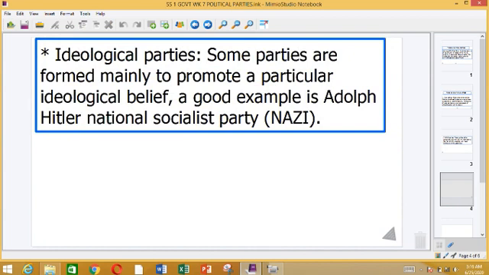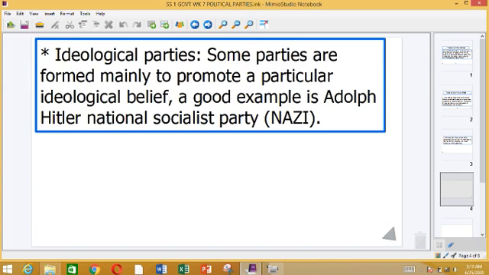Ideological parties. Some parties are formed mainly to promote a particular ideological belief. A good example is Adolf Hitler's National Socialist Party, the Nazi. So ideological parties are formed by people to promote a particular ideological belief. What actually informed the formation of this party is the ideological belief, the need to drive their ideological belief to a particular level that people will appreciate.